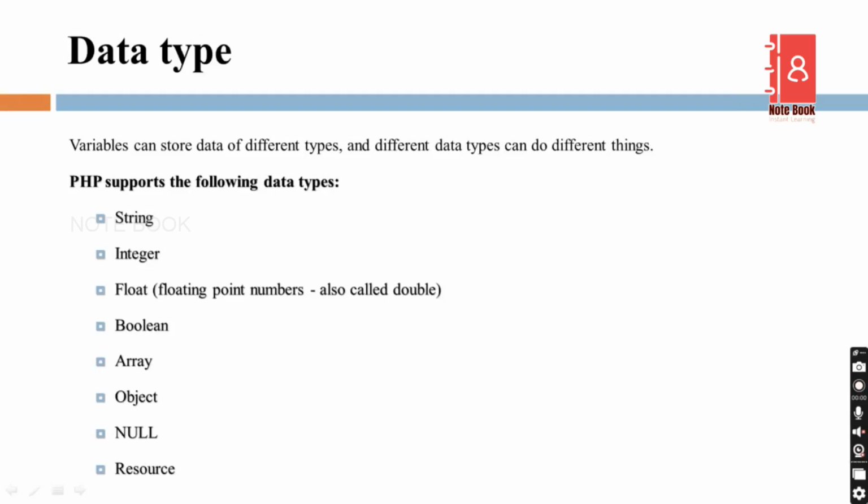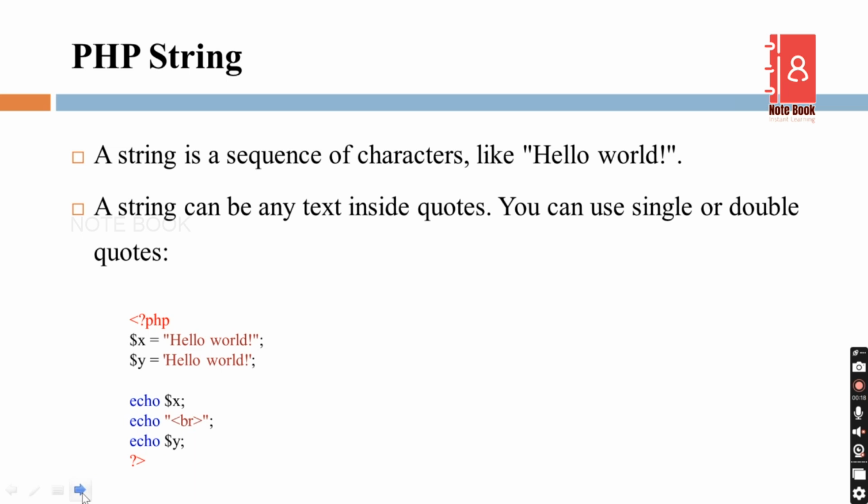Comes to the data types. So variables can store data of different types, and different data types can do different things. PHP widely supports the following data types as mentioned here: string, integer, float, boolean, array, object, null, and resource. We'll see one by one.